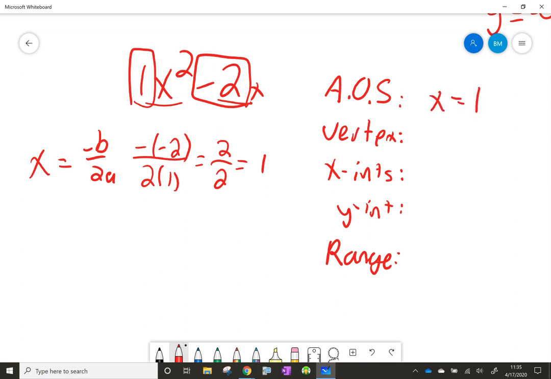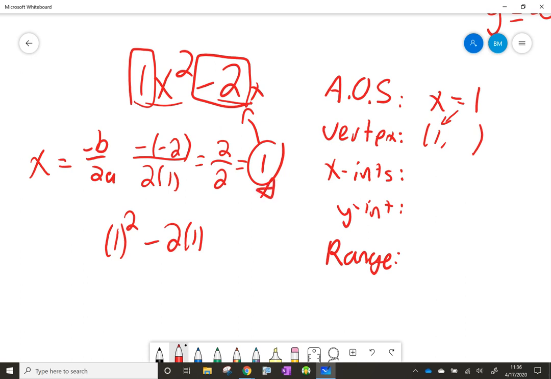Now for the vertex, we already know the x value is 1 because that's the same as the axis of symmetry. All I have to do is plug this 1 into the equation to find the vertex. So the equation x squared minus 2x, plugging 1 in. So we're going to have 1 squared minus 2 times 1. And that's because, like I said, the axis of symmetry value is 1 that we're plugging in. So when I calculate that, 1 squared is 1, minus 2 times 1, which is 2. 1 minus 2 ends up to be negative 1. So the y value would be negative 1, and there's my vertex. Already done. Now the x-intercepts.